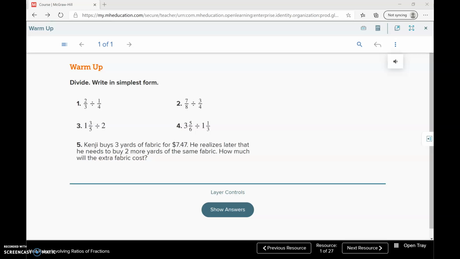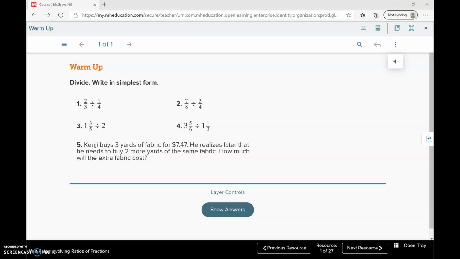Today we are doing lesson 1 in module 1, and it is all about unit rates and proportions. It is titled Unit Rates Involving Ratios of Fractions. Go ahead and do these 5 warm-up questions. Pause your video so that you have some time to work on it, and when you are done with that, come on back and we'll go through the answers.